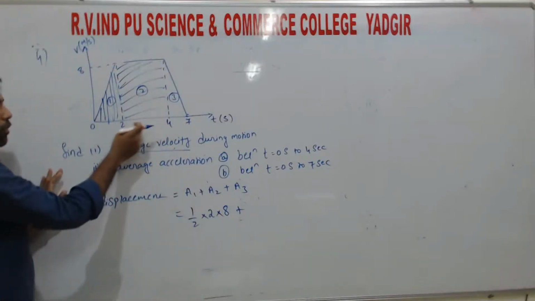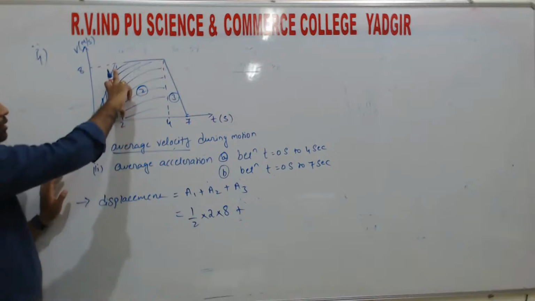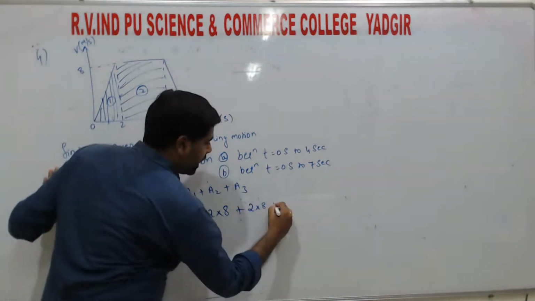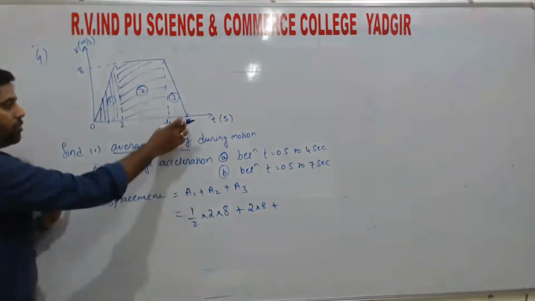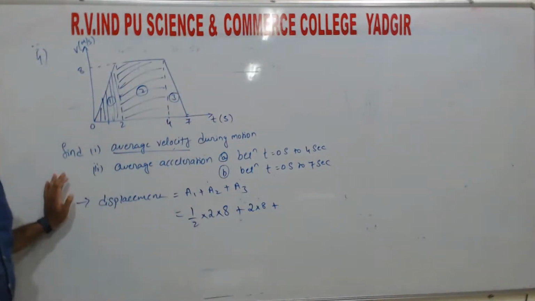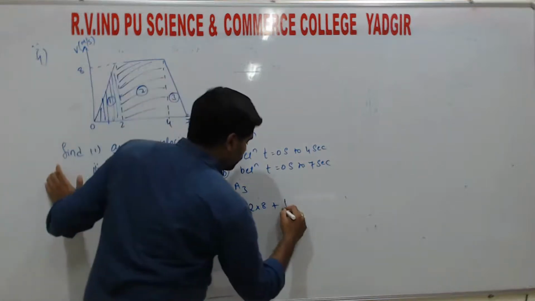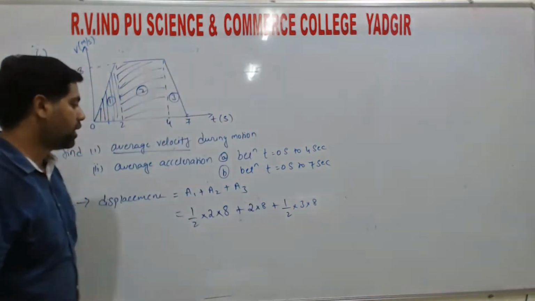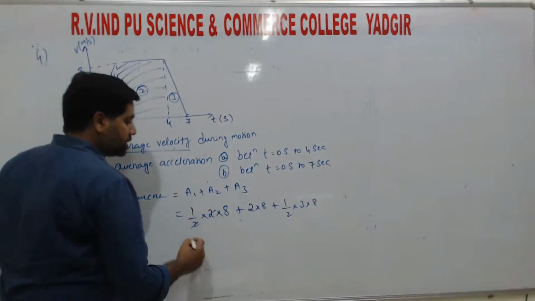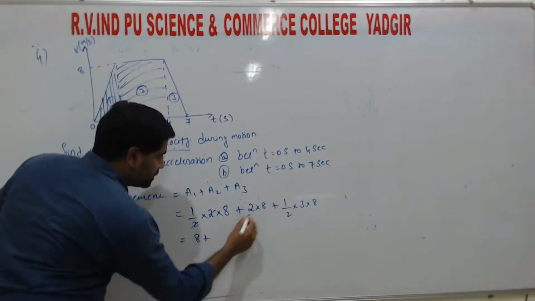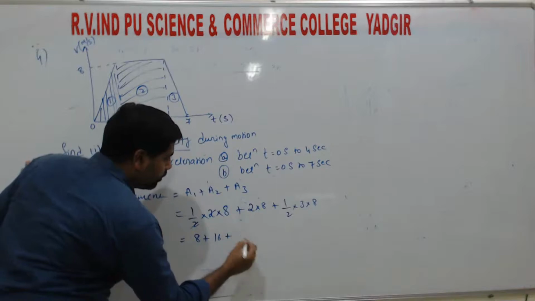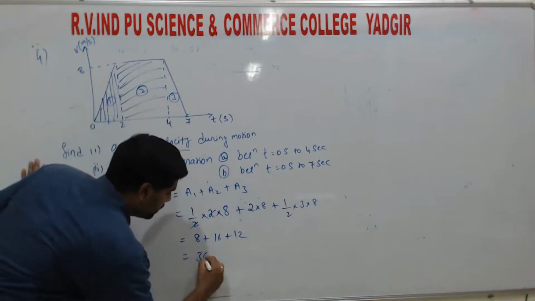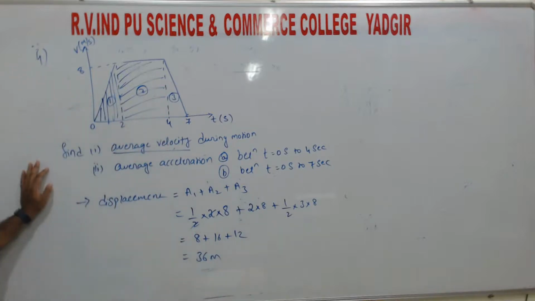So A2: 4 minus 2 is 2, the length is 2 and the breadth is 8. So 2 into 8, plus A3. So 7 minus 4 is 3 and the height is 8. So 1 by 2 into 3 into 8. Right? So here the 2 cancels. 8 plus 16 plus 12. Right? So that is 36 meters.